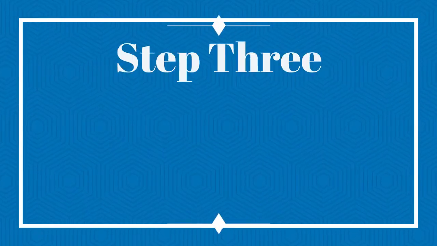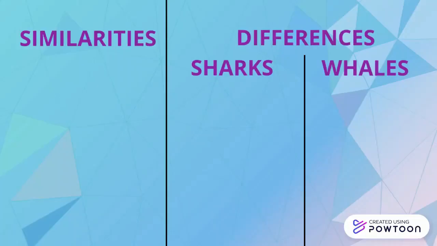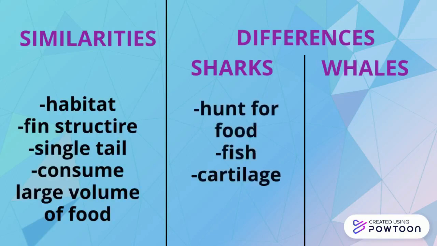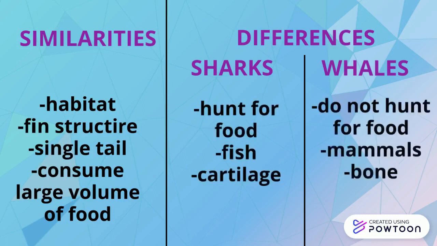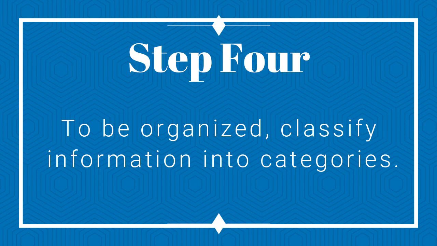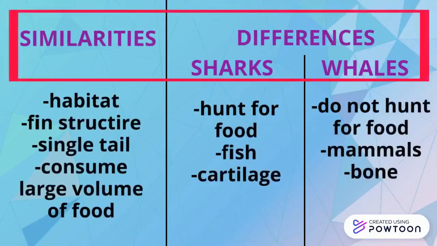Step 3. Remember to use words or phrases only. It is not necessary to write the information in complete sentence. Step 4. To be organized, classify information into categories. Like what we did, we categorize the information based on sharks' and whales' similarities and differences.